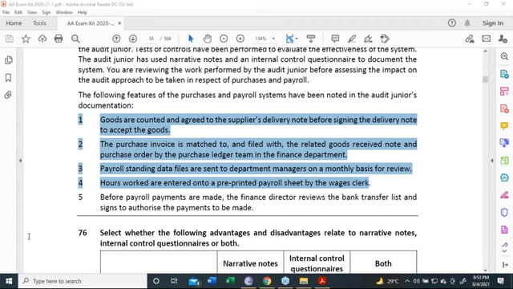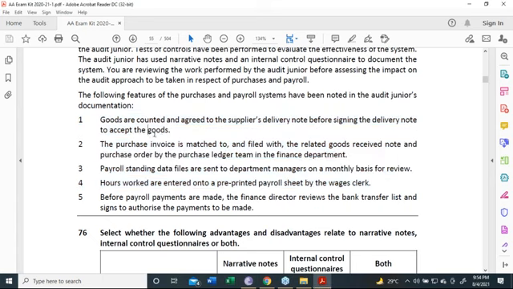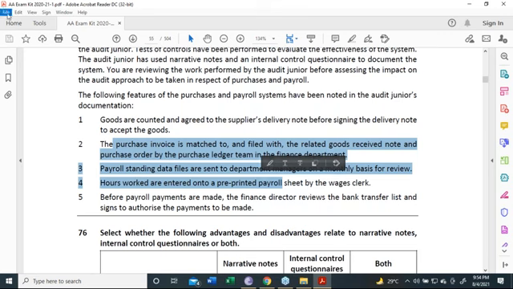Well done. Majority of you are absolutely right. The first one is a deficiency, because the goods are accepted without realizing what we actually ordered. That's a deficiency. But the next three are strengths. Yes, Arosh, only one is a weakness. Yes, yes, yes.